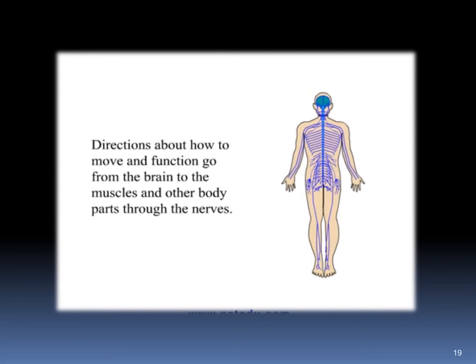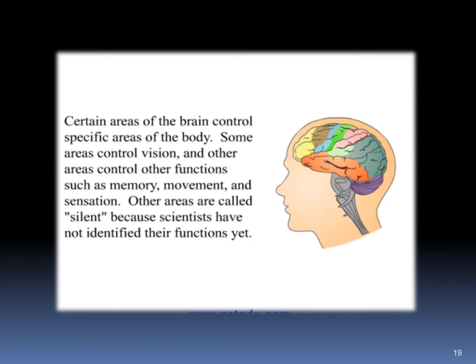Directions about how to move and function go from the brain to the muscles and other body parts through the nerves. Certain areas of the brain control specific areas of the body. Some areas control vision, and other areas control other functions such as memory, movement, and sensation. Other areas are called silent because scientists have not identified their functions yet.